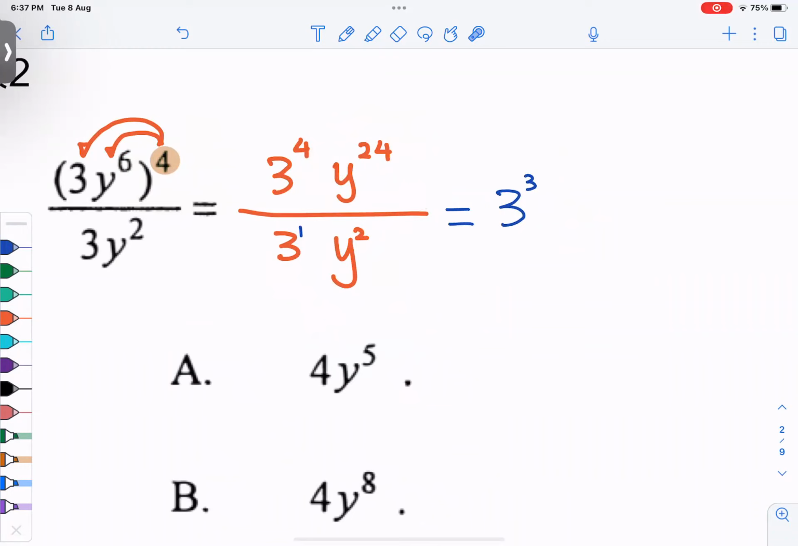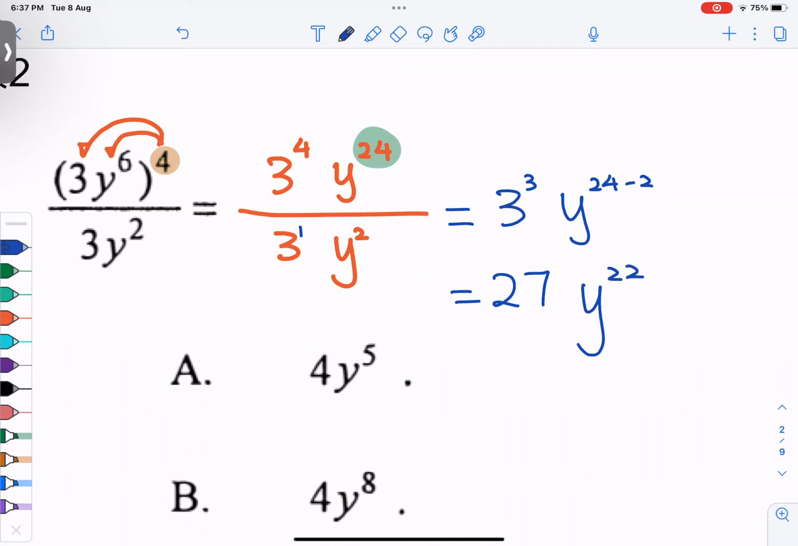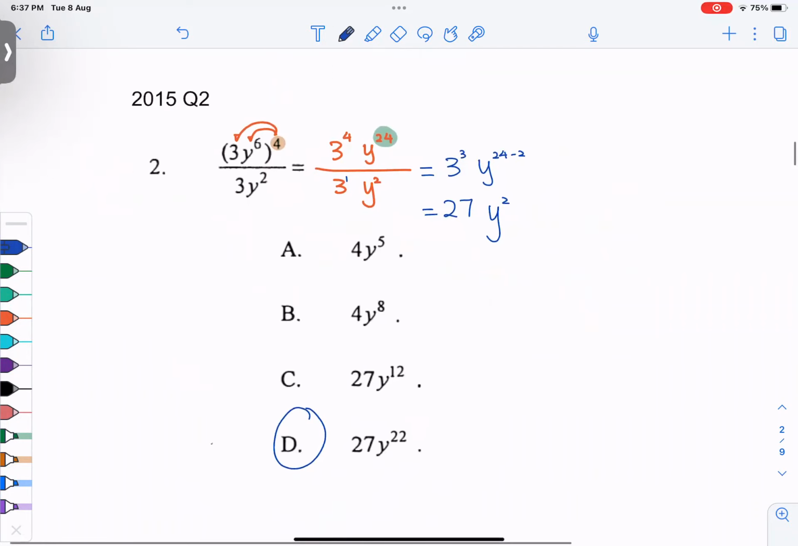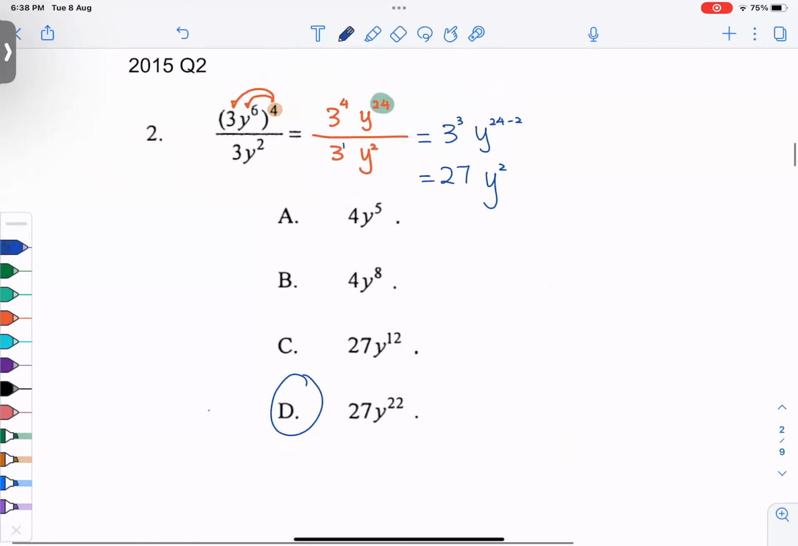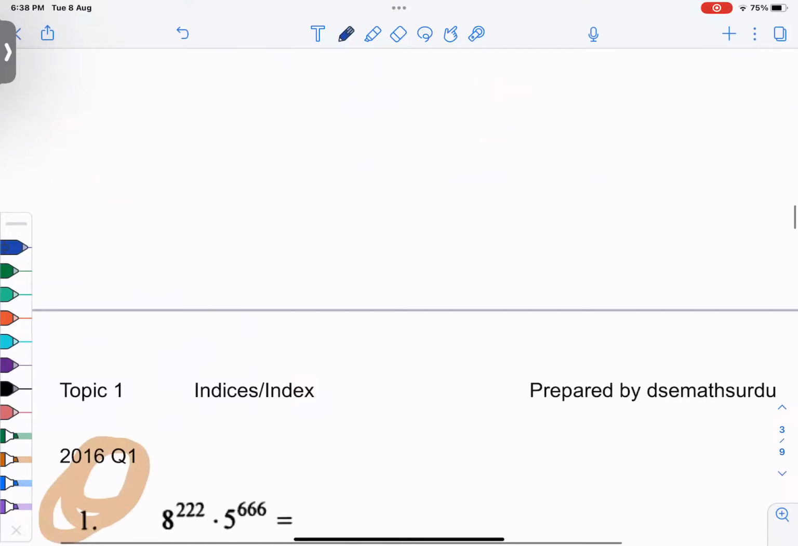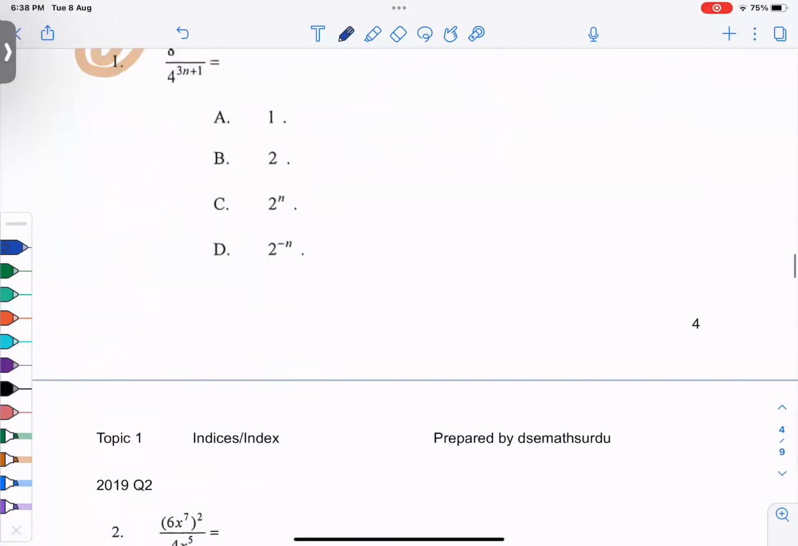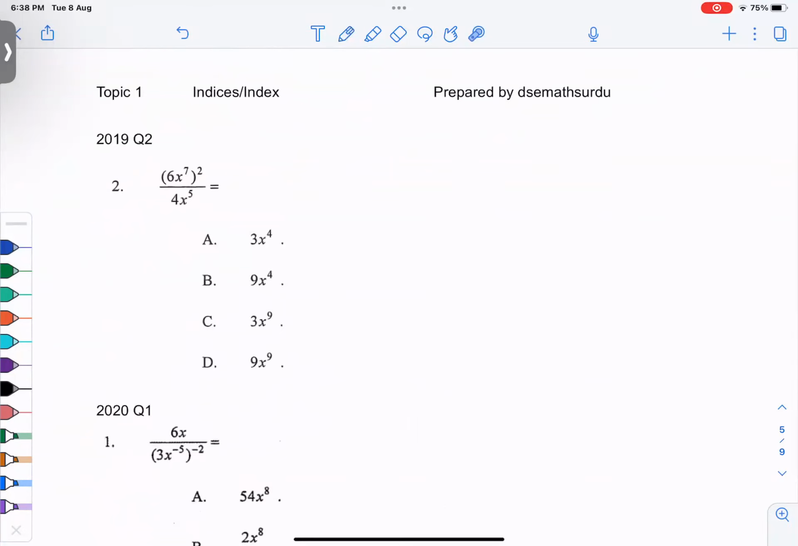How about for this one? Y? Y to the power of 22. Yes, because the upside is bigger, so you put it there. And then the big minus small. 3 cube is 27. Okay. And then this page we are skipping for now. Go to 2019.